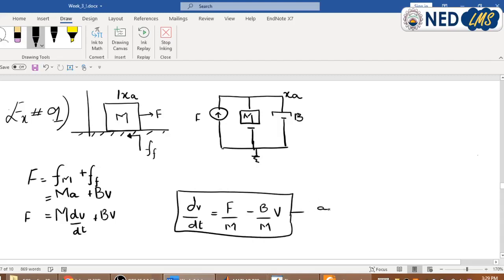This is my differential equation. I will say this is equation A. This differential equation represents the basic mechanical translational system, that is, how velocity changes with respect to time. We used to solve these differential equations in our mathematical courses, and we have a complementary and particular solution, which basically represents the response of this differential equation.